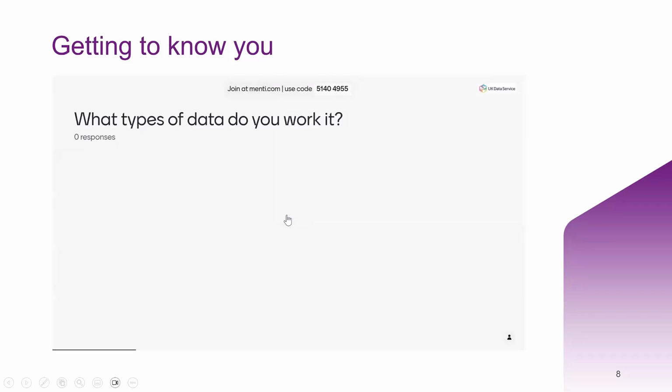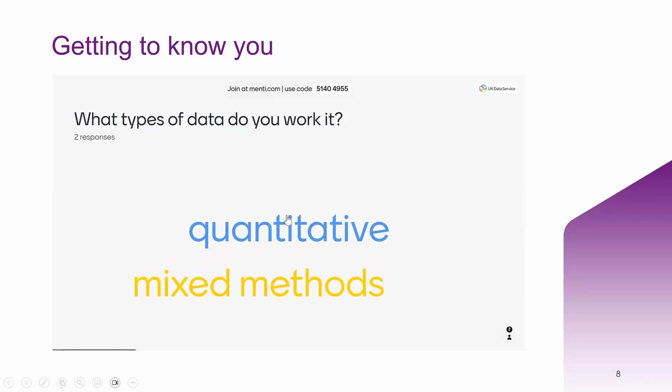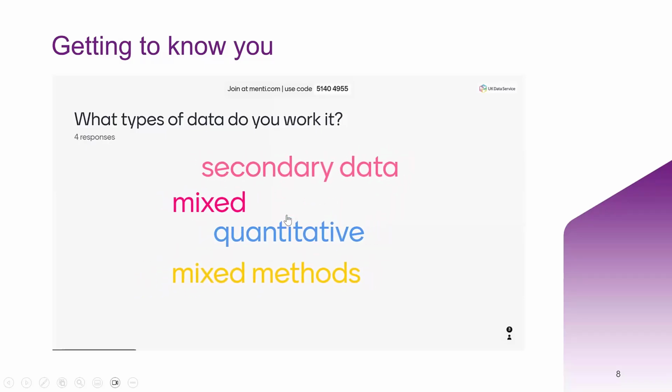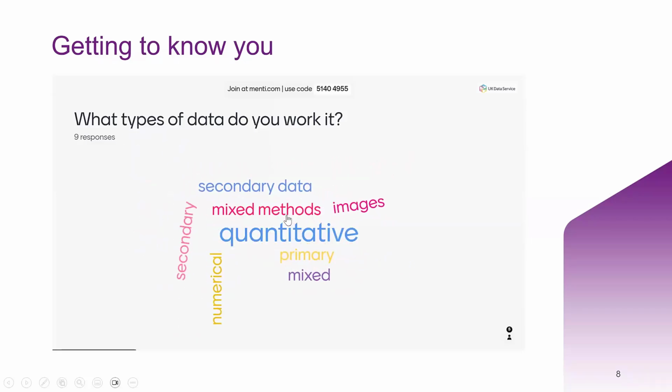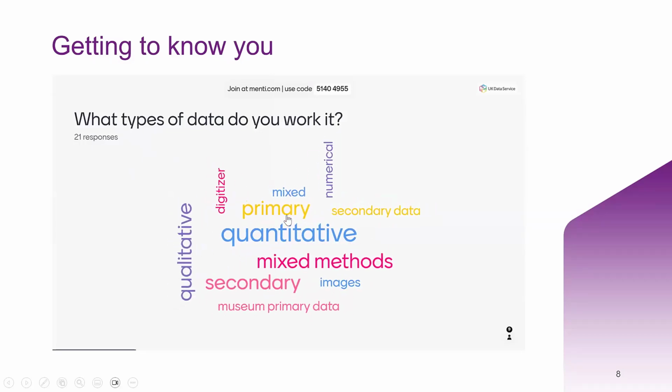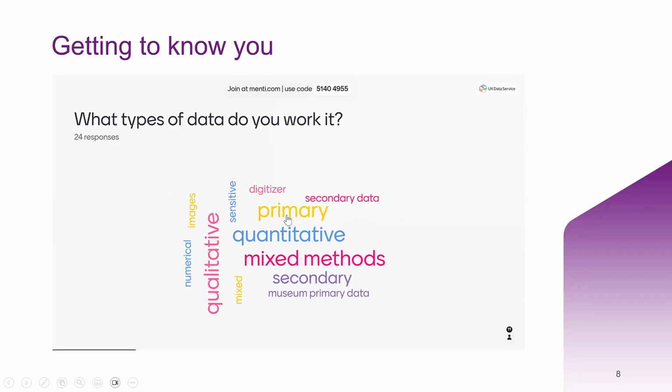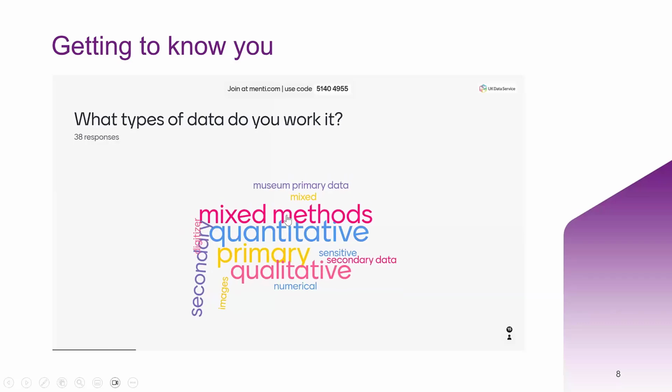Now, getting to know you a little bit, what types of data do you work with? Do you work with quantitative, mainly numerical data, qualitative, mixed methods? Are you a primary researcher? So are you collecting your own data or are you working with secondary data? Quantitative, mixed methods, secondary data, images, numerical data. Such a variety here. That's fantastic.